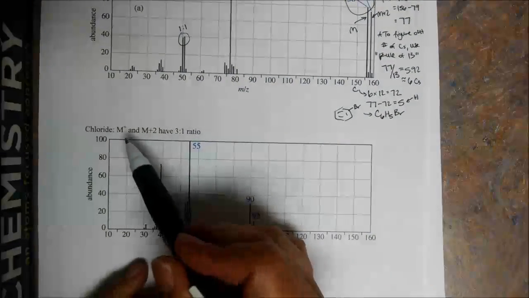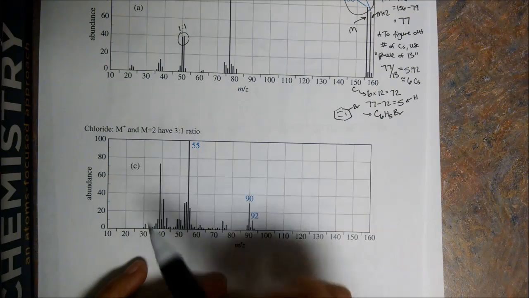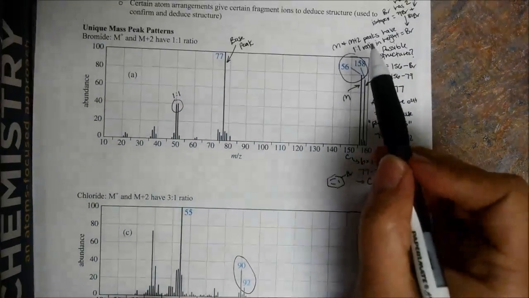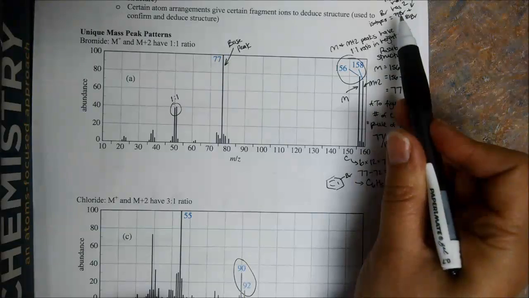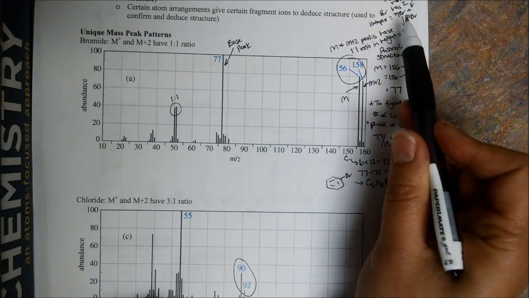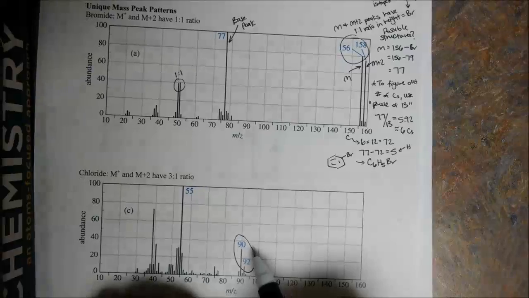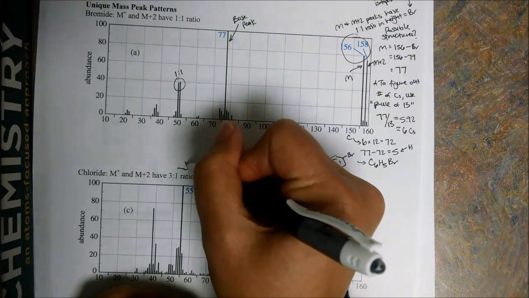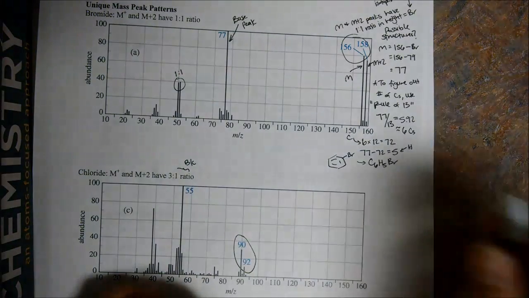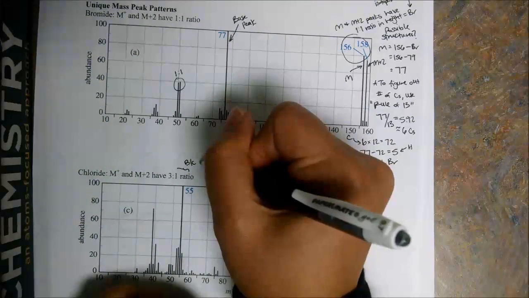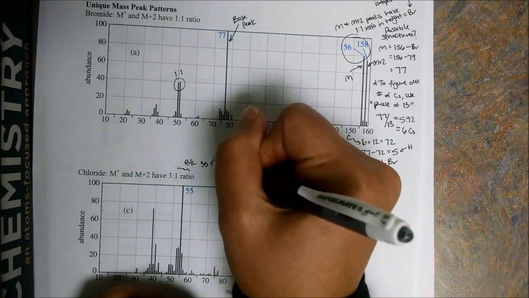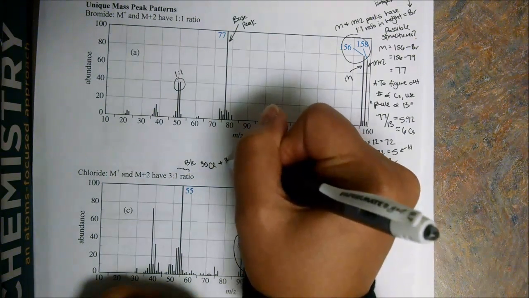Chlorides now have an M and an M plus 2 peak with a 3 to 1 ratio. And so that's around here. Just like here where we had the bromides, this is due to the different isotopes that are present in nature. The same is true here for chlorides, 3 to 1 ratio. And this is because we have 2 isotopes of chlorine. It's 35 and 37.